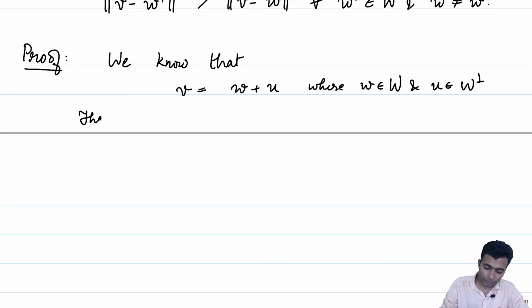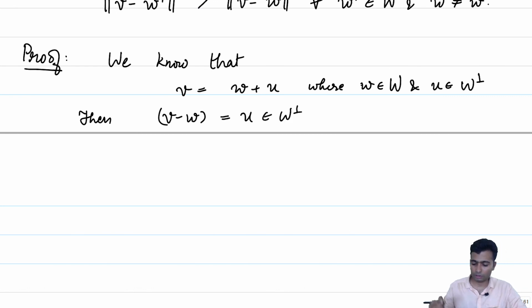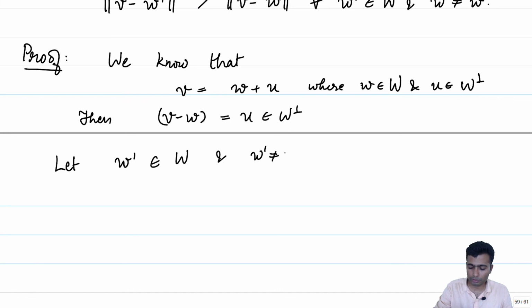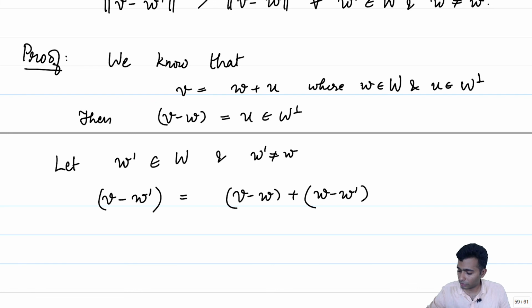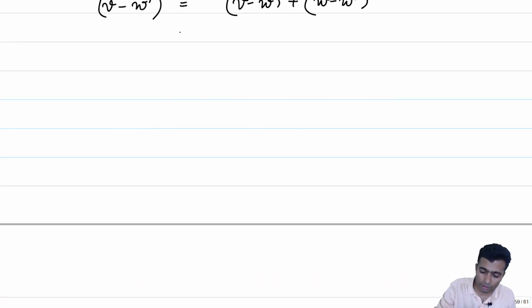Then V minus W, which is equal to U, is in the orthogonal complement of W. So, let W prime be in capital W and such that W prime is not equal to W. So, let us take some other vector in capital W and call it W prime. Then let us look at what is V minus W prime. This is just V minus W plus W minus W prime. But notice that V minus W, we have just written this as U. Let me show it to you.